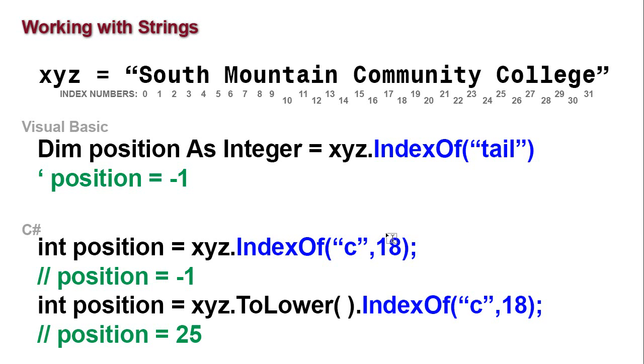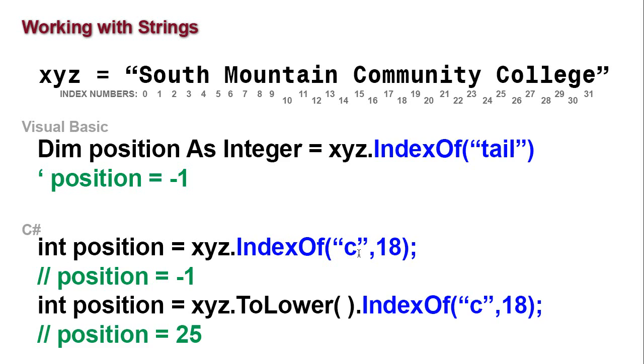On the C# side, I'm looking for a lowercase c starting with character number 18, and that does not exist. Again, IndexOf is case sensitive, so position would equal a -1. If I wanted to look for something and not have it be case sensitive, I can change that search string to lower or to uppercase using the .ToLower or .ToUpper, and then do a .IndexOf within that string. So if I did a .ToLower and then did IndexOf and searched for c, 18, a lowercase c, it would in this case return a value of 25 because the uppercase C would have been converted to a lowercase c.